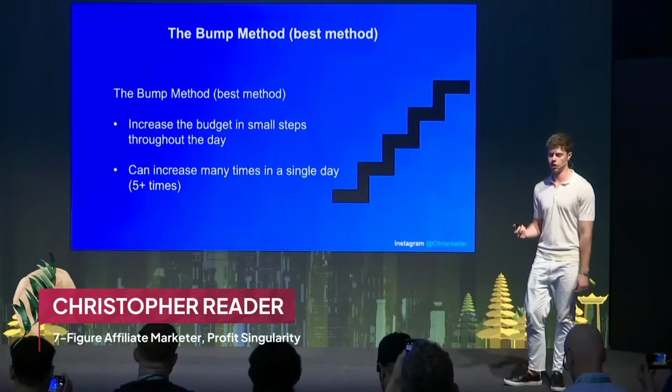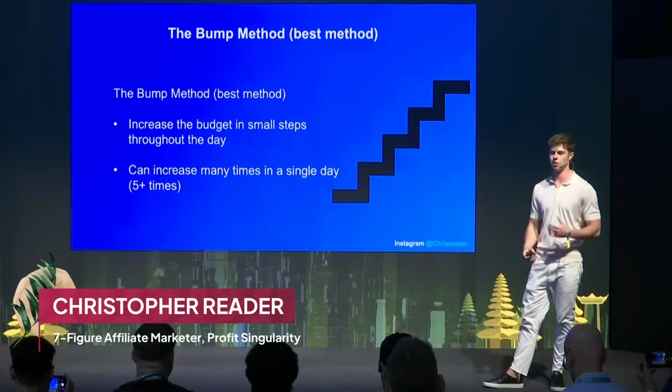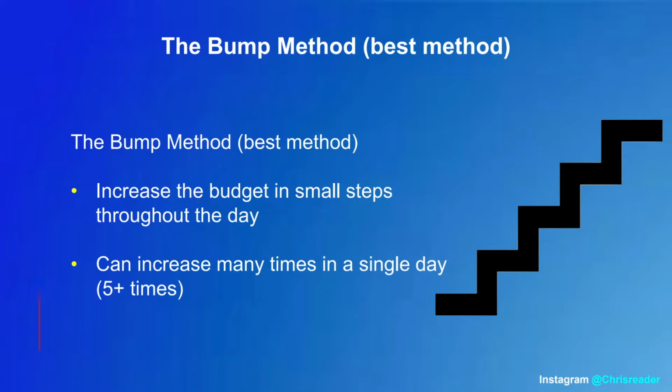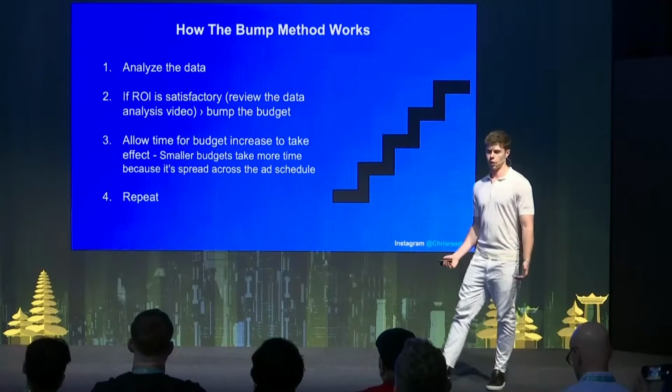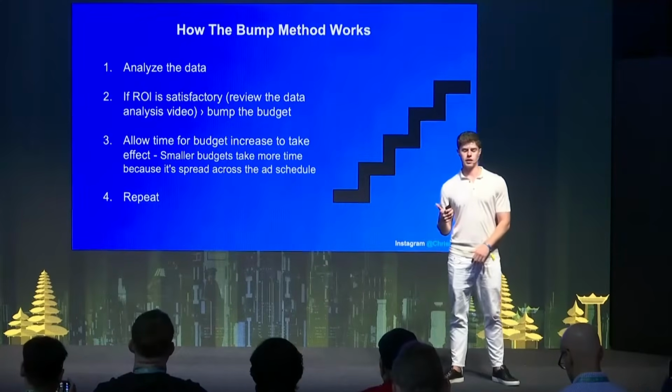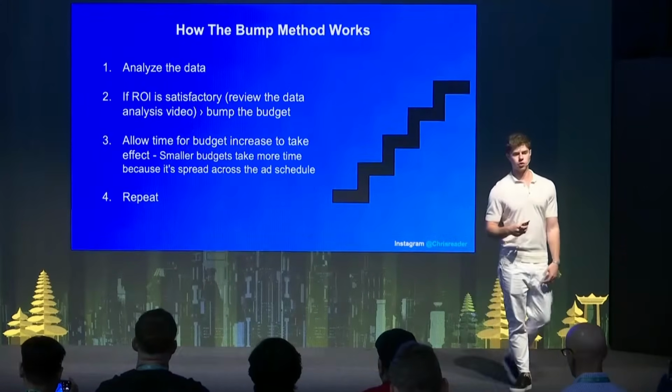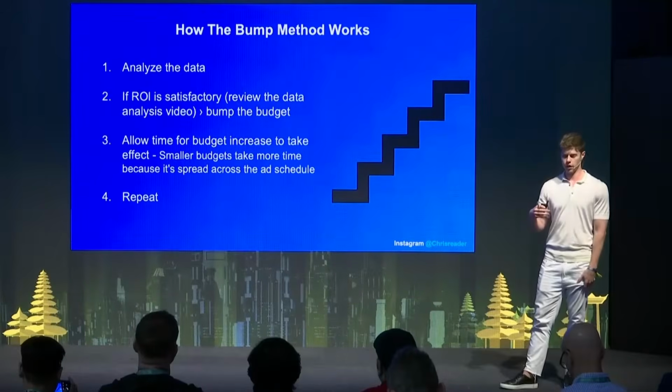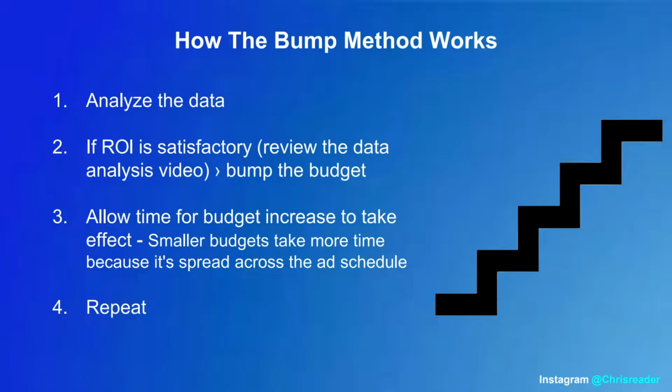So what we do is we increase the budget in small steps throughout the day, and you can increase it many times in a day, 5 times, 10 times, pretty much as much as you can, right? As long as the ROI is stable. So how this method works is we analyze the data, and if the ROI is satisfactory, then we want to bump the budget, right? So you want to allow time for the budget increase to take effect, and then you want to basically repeat that.